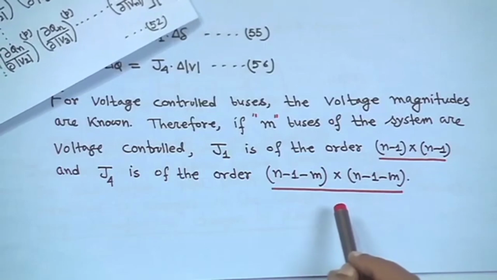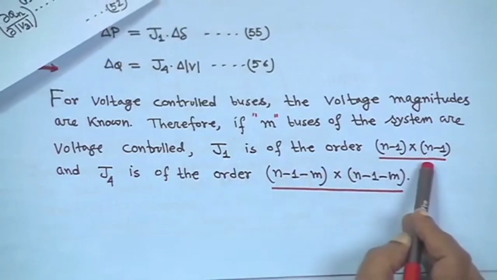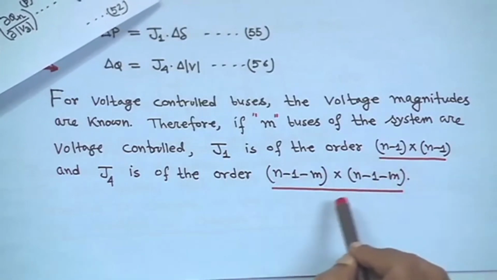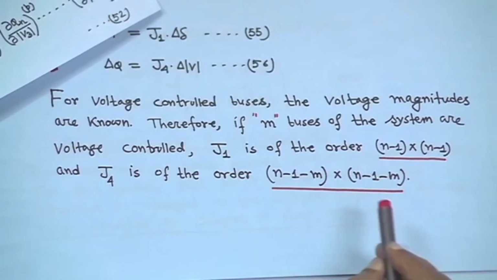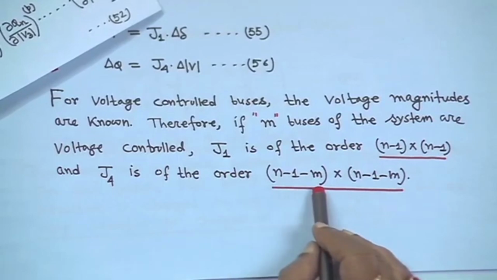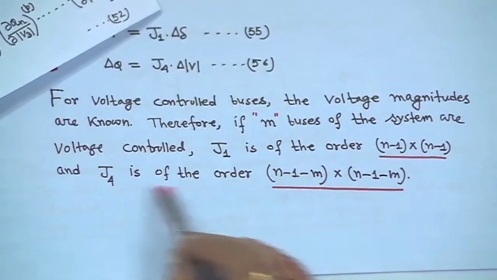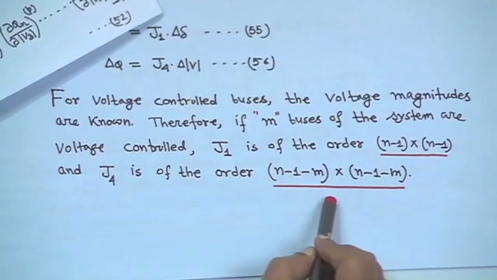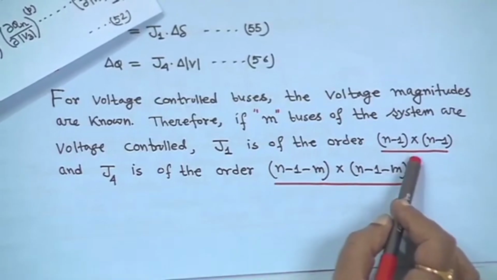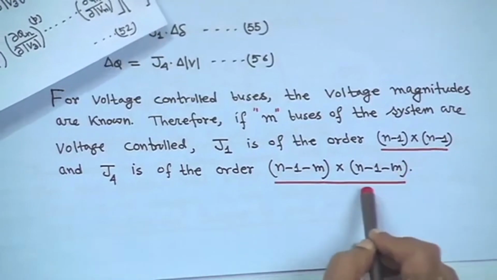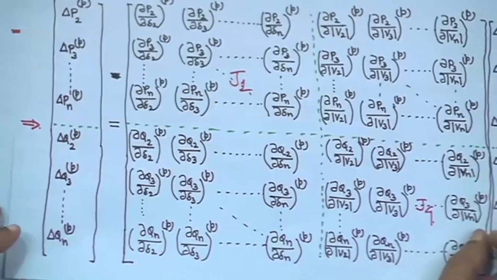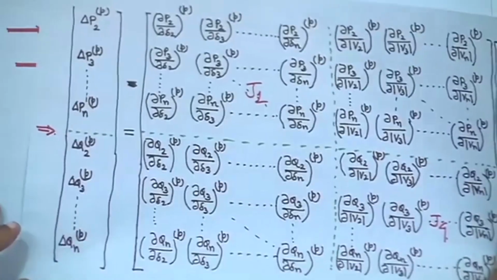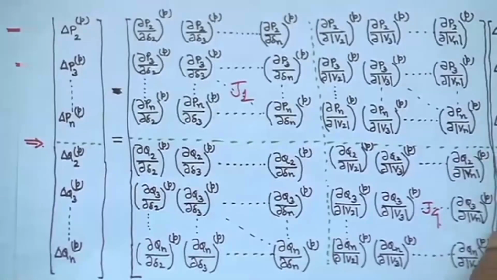Suppose you have a 10 bus problem, then J1 will be a 9 into 9 matrix, and suppose in the 10 bus problem you have 3 PV buses, then it will be 10 minus 1 minus 3, that means J4 will be 6 into 6, right, but J1 will be 9 into 9, right. So, later we will take one example when we consider PV buses.